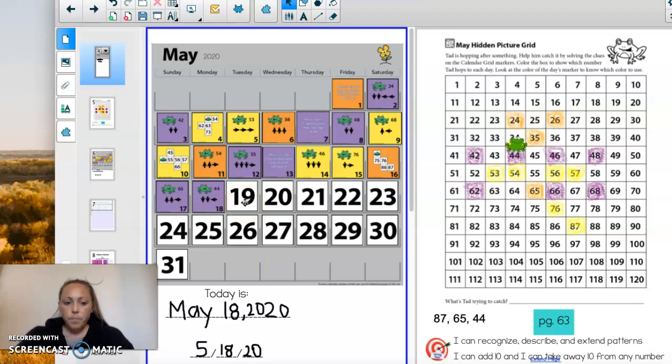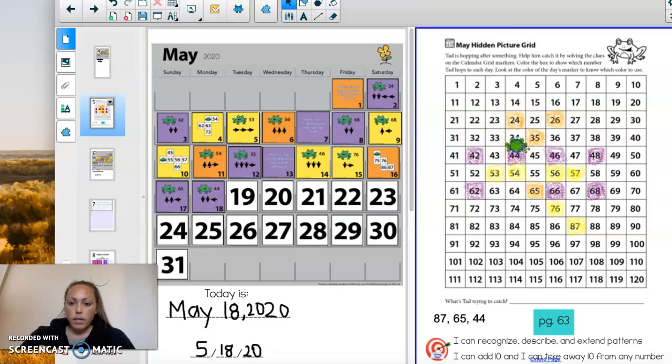All right. Now, let's look at our card for today. It is May 18th, and it tells us that Tad is on the 44. There he is, ready to get going, ready to take some hops, and it says that he needs to take 2 hops down and 1 hop to the left. What happens when we hop down on our 120 chart?